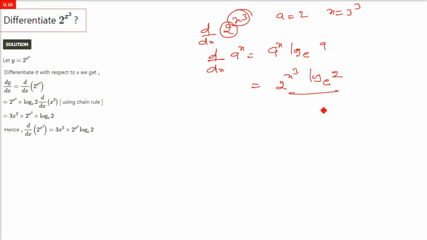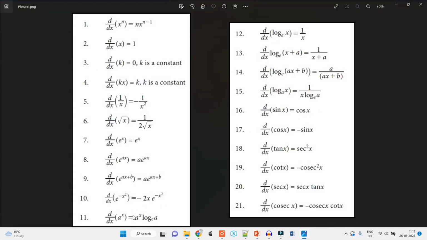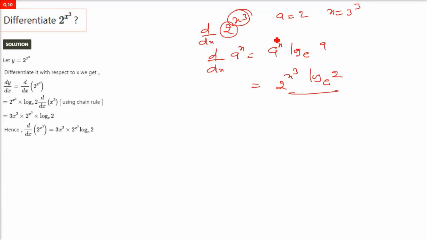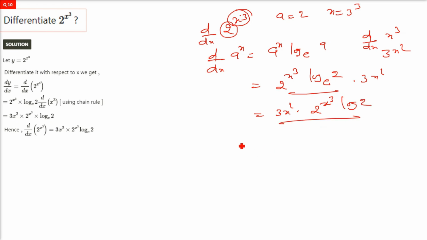This is a standard result. Because of the formula we already know. But because of the chain rule, you have to differentiate x cube as well. So d by dx of x cube is going to be 3x square, x to the power n minus 1. But you always write this in the front. So 3x square multiplied by 2 to the power x cube log base e 2. Don't write base e. It's understood.